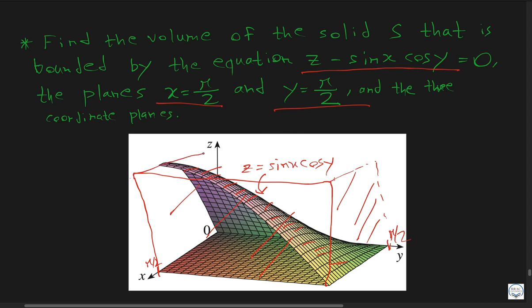Then, the 3 coordinate planes. Let's start with the xz plane. The xz plane is this one. The zy plane is this one. And finally, the last plane, the xy plane, is this gridded plane.